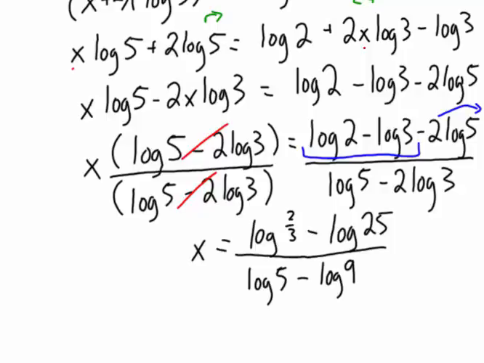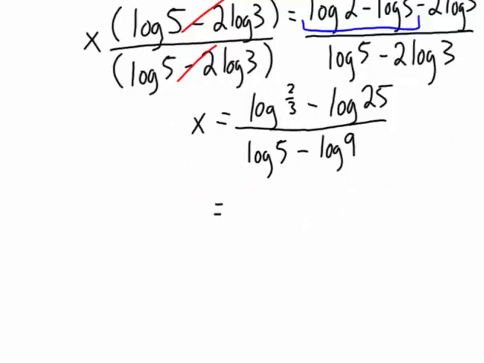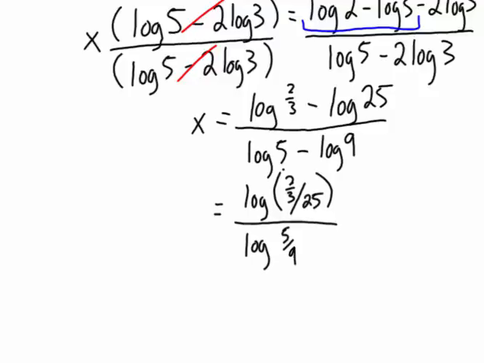Now again, it's simpler, but not quite simplified enough. We can go one step further. We can write these now logarithms as quotients. Log of 2/3 divided by 25, there's the argument, over log of 5 over 9, and we'll just go one step further to clean that up, and we get log of 2 over 75 divided by log 5 over 9. And there is our simplified logarithm.